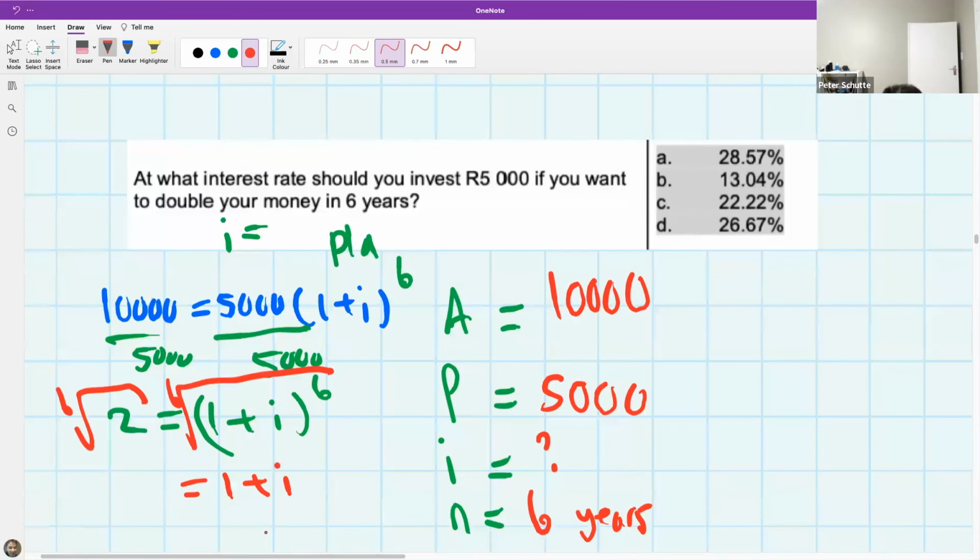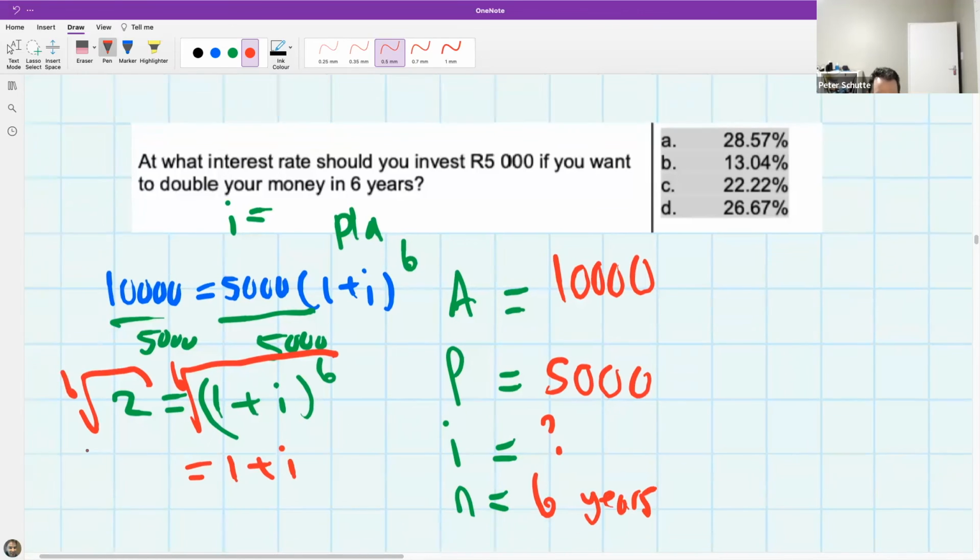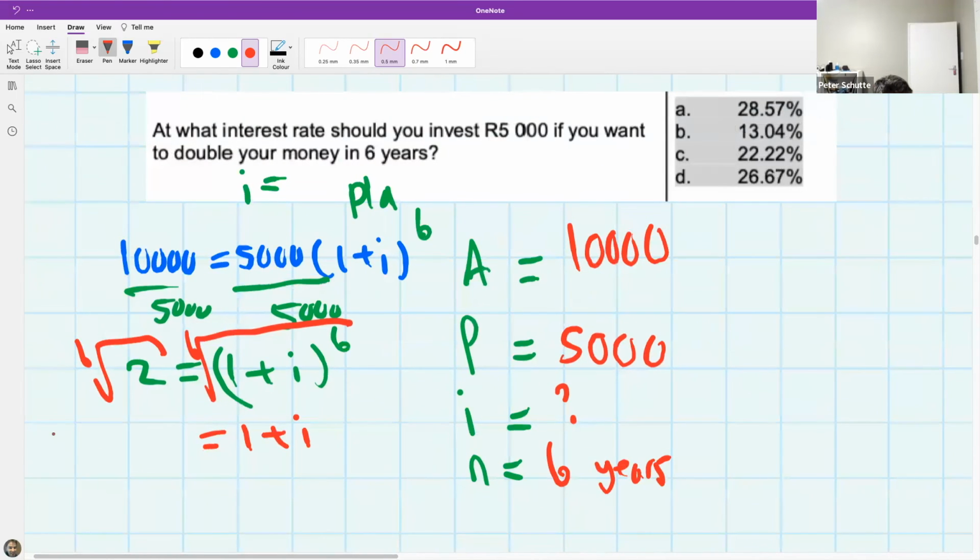And what do we get? So we're going to say, so on this side, we're going to get 1.1224, and so on. And if you take away 1 from both sides, you're going to get 0.12246.